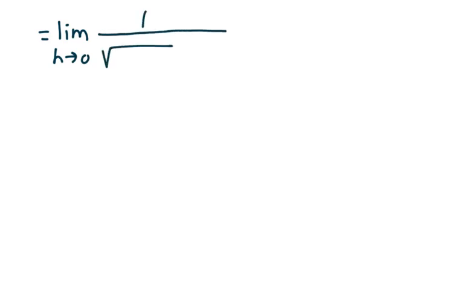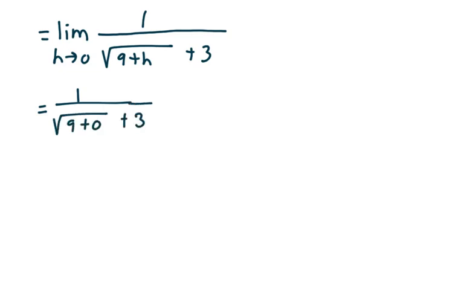And what we're left with is the limit as h goes to 0 of 1 over the square root of 9 plus h plus 3. 1 over the square root of 9 plus 0 plus 3. This is just direct substitution. And so the correct answer here to example 7 is 1/6. Let's take a look at example 8.